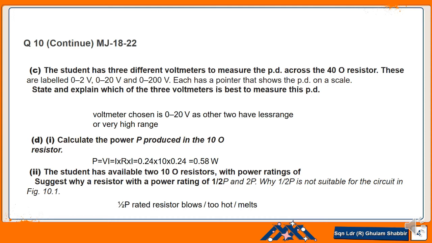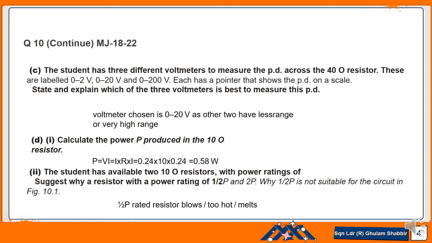Okay, now there is another question. There are two resistors, one with half of the power and one with double the power. So why is half the power not suitable for the circuit in this figure?